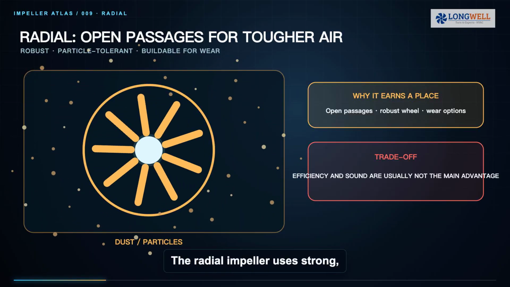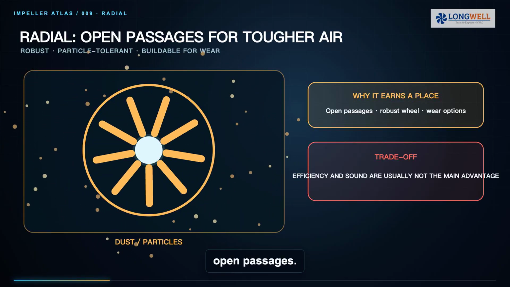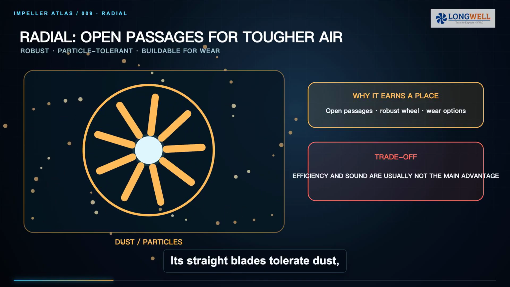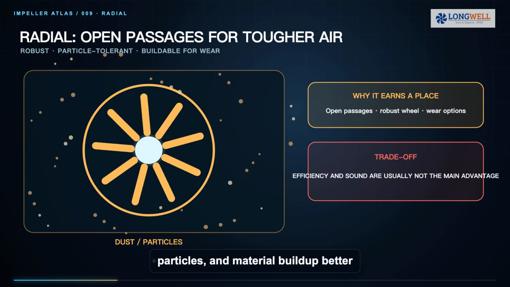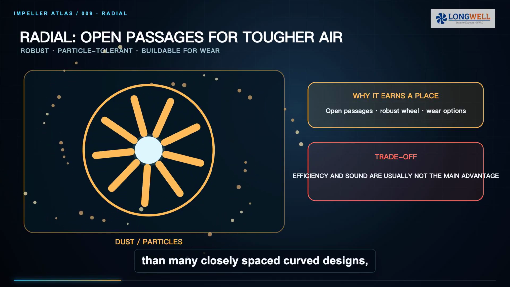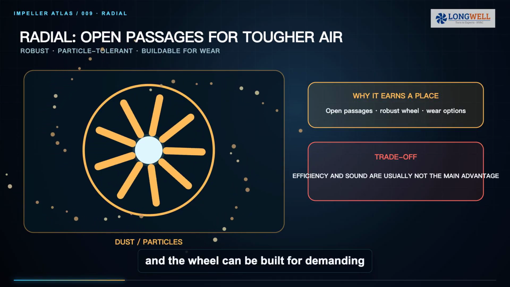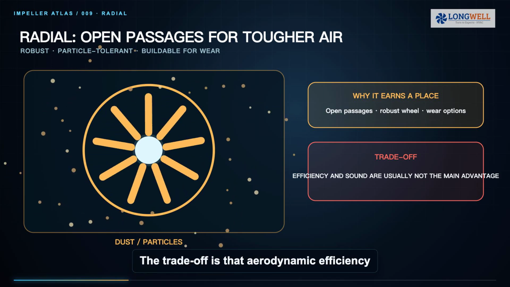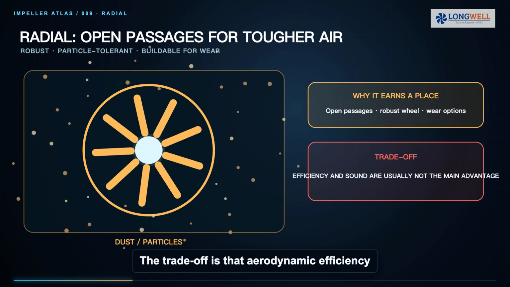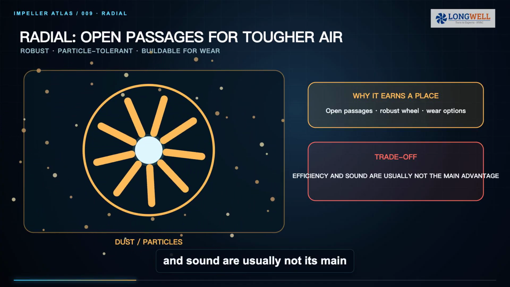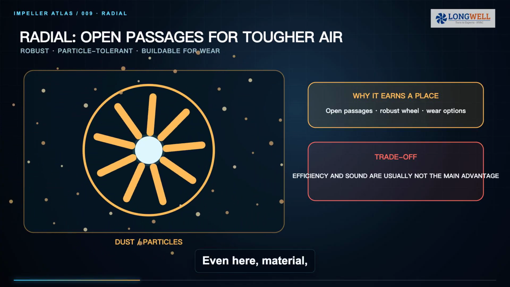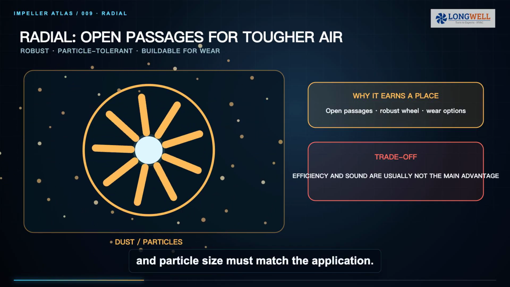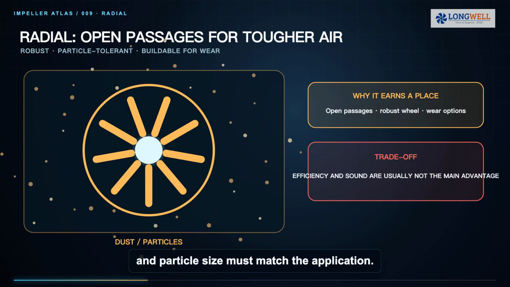The radial impeller uses strong, open passages. Its straight blades tolerate dust, particles, and material buildup better than many closely spaced curved designs, and the wheel can be built for demanding industrial duty. The trade-off is that aerodynamic efficiency and sound are usually not its main strengths. Even here, material, wear liners, clearances, and particle size must match the application.